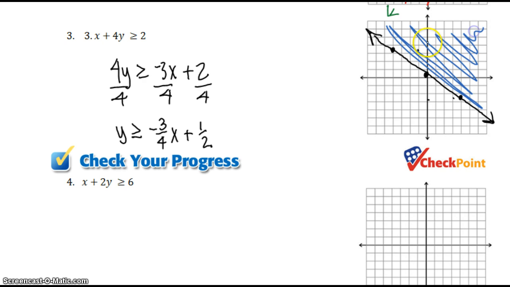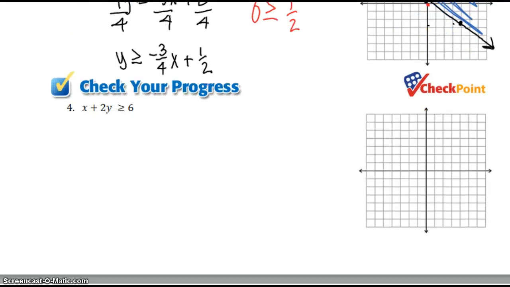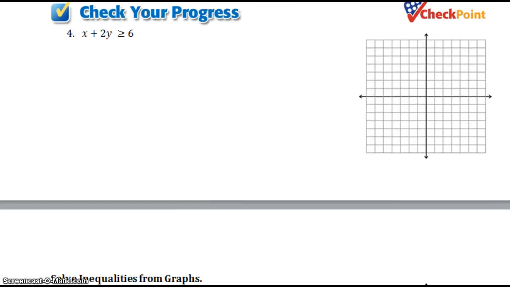We can do the 0, 0 test. 0, 0 is not in my solution. 0, 0 is here below that below 1/2. So let's check. 0 is greater than or equal to 2. That is not a true statement. If I plug it in here, 0 is greater than or equal to 1/2. That is not a true statement. So 0, 0 should not be in the shading. So I feel very confident about my answer. Let's check your progress. And you do number 4 on your own.